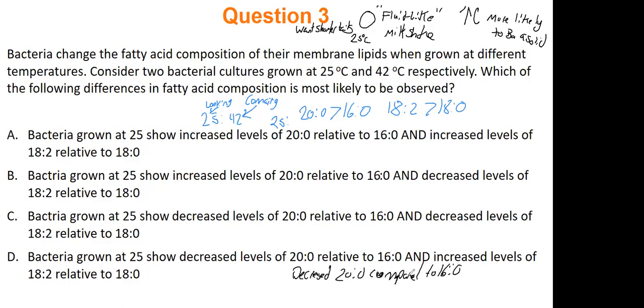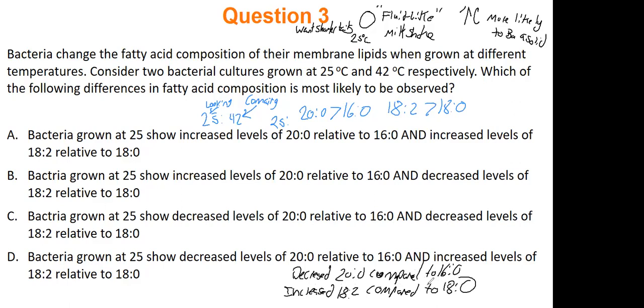Yeah, that's one feature. Now compare 18.2 to 18, right? It's the same idea. 18.2 has a lower melting point than 18. So you don't want to form a solid at these cold temperatures. You want to be more liquid-like. So you're going to have increased 18.2 compared to 18. So the answer is D.